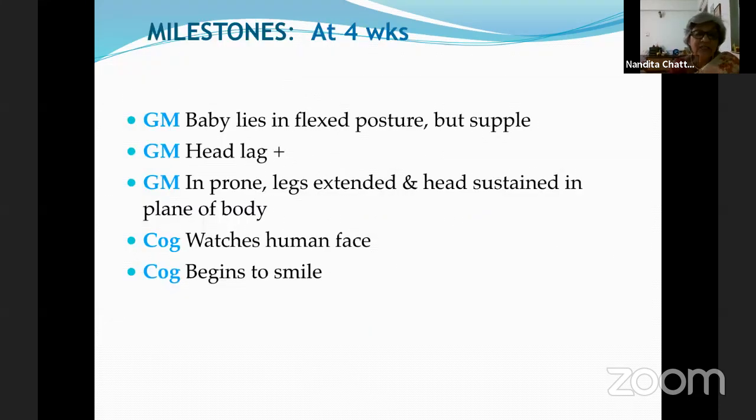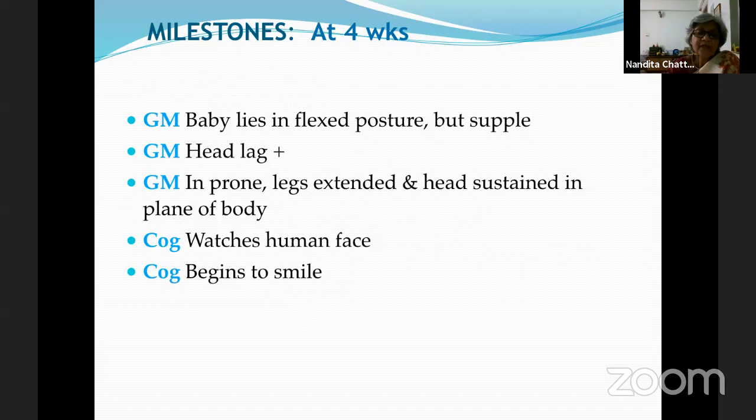So, on the left, you will see in blue in all these slides, I have mentioned the domain, but I will not go domain wise. I will link them up together as an individual. So a 4-week-old baby lies in a flex posture, but is supple. There is head lag. In prone position, the legs are extended. The head is just momentarily sustained at the plane of the body. This baby watches the human face. He watches his mother's face, and he may just begin to smile.